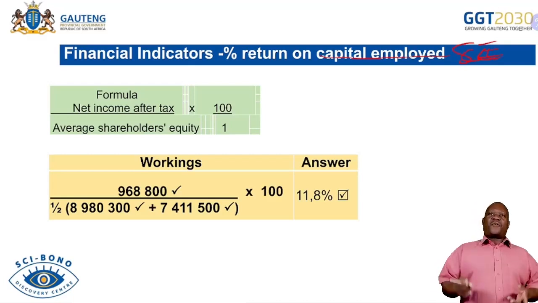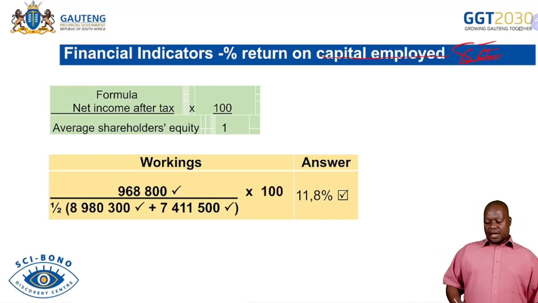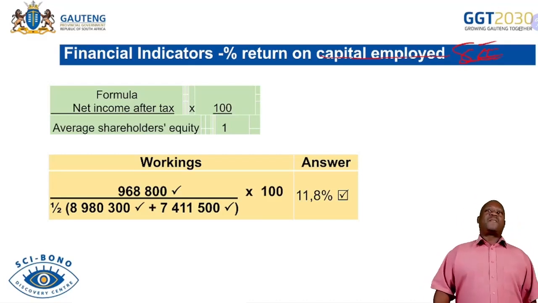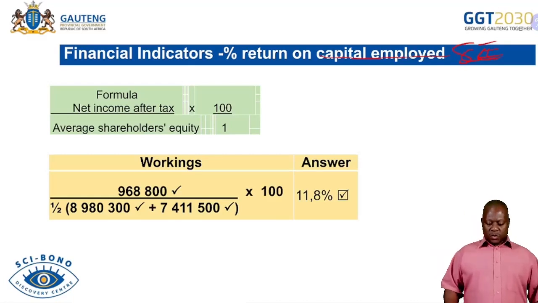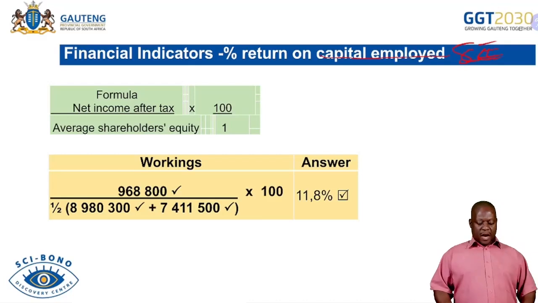And it's half of that, so it means that should be divided by 2, and we multiply by 100, and the answer should be 11.8%. Please don't just take my word for it. Do these calculations also on your own and see how it works out. We want the correct thing to be done.